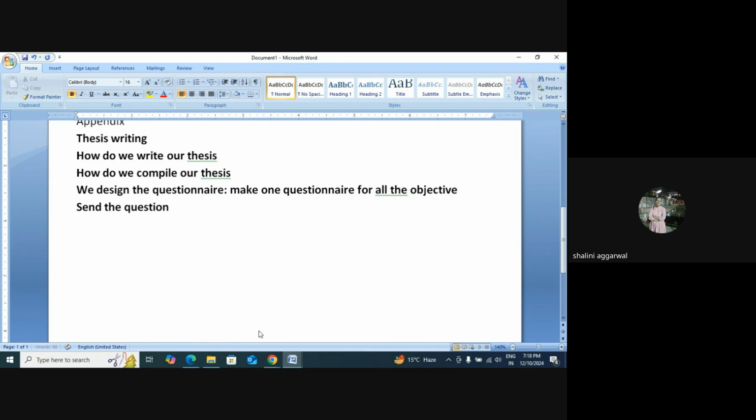Now, once you have designed the questionnaire, you have to send it. You can send it through Google Form, right? You can send it through email. You can send it face to face. You can also take interviews, focus interviews, personal interviews, right? So these are the different ways in which you can send the questionnaire to your respondents.